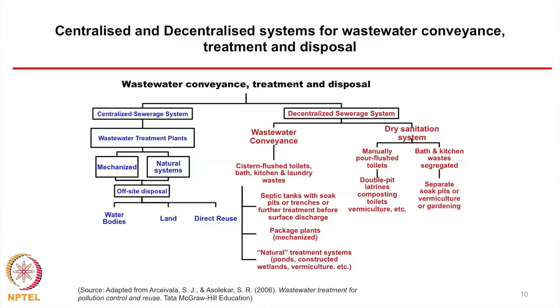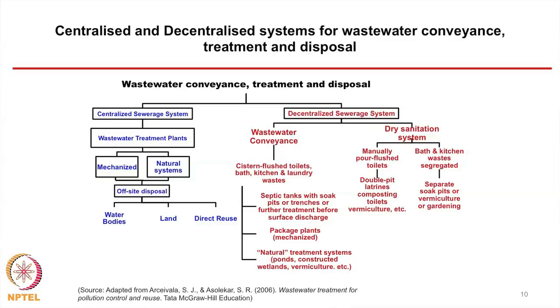So basically the classification for this centralized decentralized system is given in this particular book by Professor Asiwala and Professor Solekar, where you have the centralized sewerage system which basically has a wastewater treatment plant which can be mechanized, or it can be based on natural treatment system in a centralized manner. And basically you can have the offsite disposal or to water bodies, to land, or you can reuse for irrigation purposes. Okay, so that's the centralized scheme of the thing.